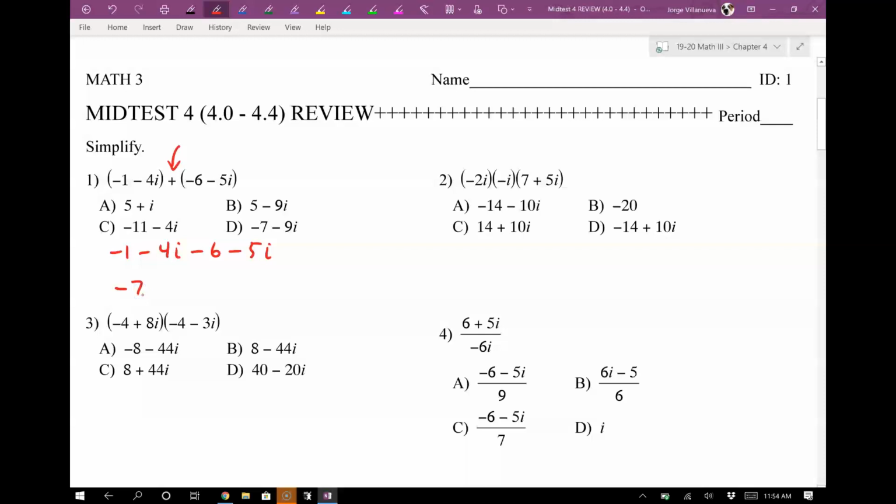Now notice, guys, at that point, I should already know that this is my answer, because none of the other options have a negative 7 as the number. Okay, but if we continue, negative 4 minus 5, that'd be negative 9i, and now you have, for certain, the right answer, okay? So that would be that one.